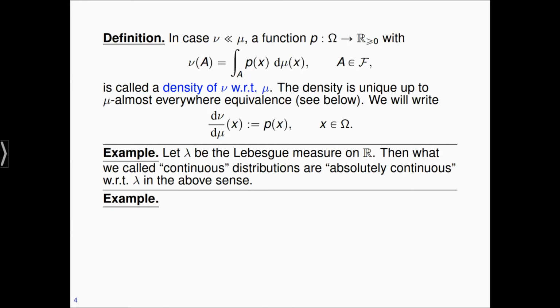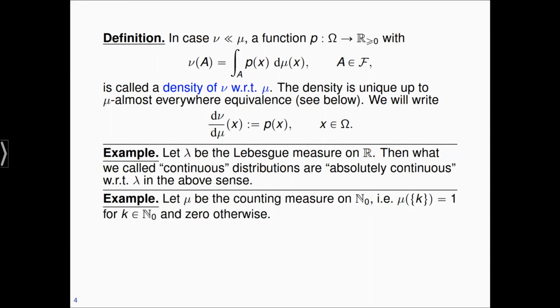Here is the next example, and this concerns the discrete probability measures on the real numbers. You may say, what? Discrete probability measures are somehow absolutely continuous? Yes. If you define the correct reference measure, then the discrete probability measures are absolutely continuous with respect to this reference measure. And the reference measure is the counting measure. So let mu be the counting measure, meaning that mu of the set with only k in it equals 1 for all k equal 0, 1, 2, and so on.